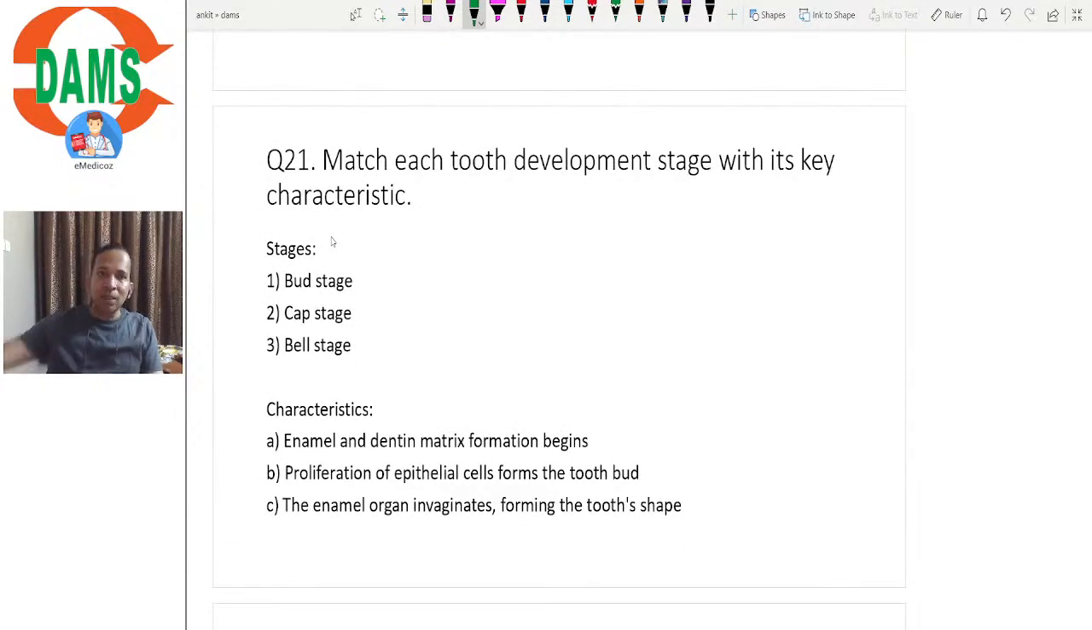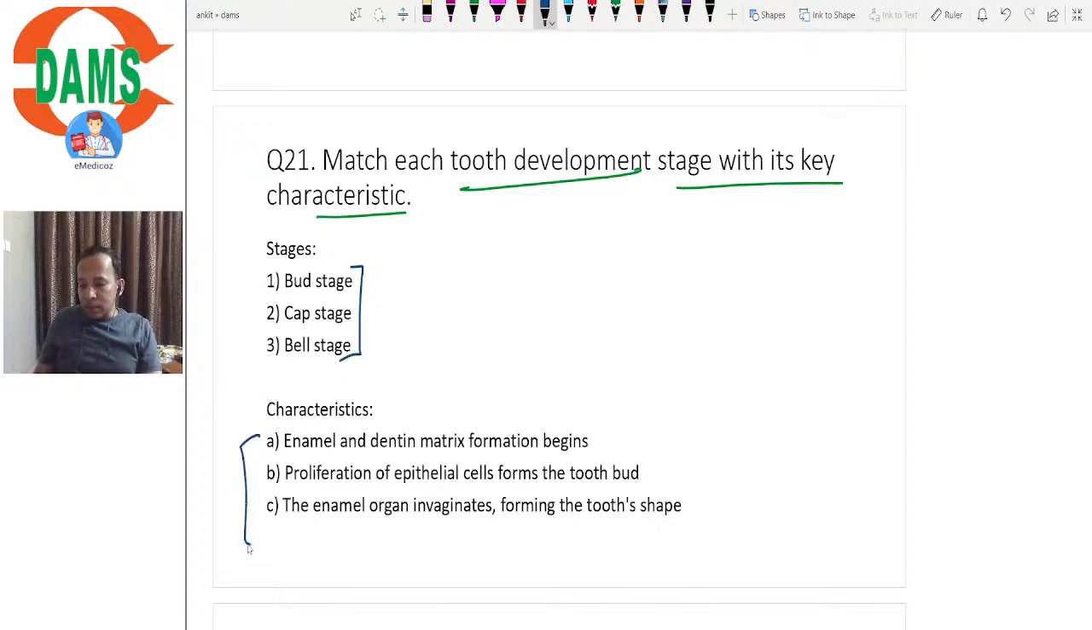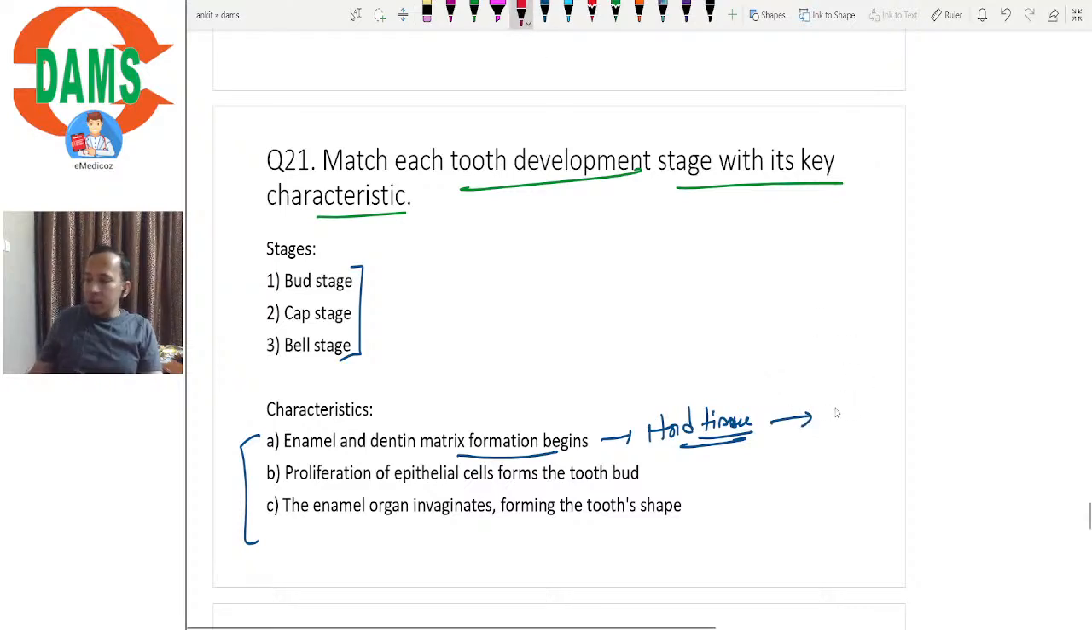And the next question is, match each tooth developmental stage with its key characteristic. Tooth development stage with the key characteristics. So bud, cap and bell stage are there. And the characteristic: enamel and dentine matrix formation begins. So that is hard tissue formation. When will hard tissue formation happen? In the bell stage, isn't it? Hard tissue formation happens in the bell stage, isn't it?